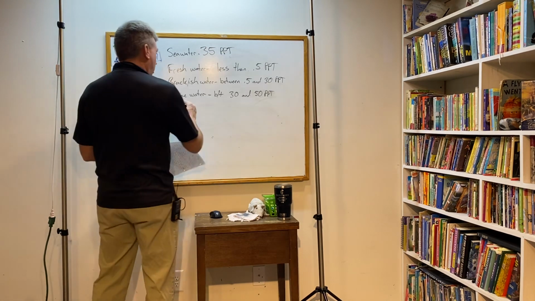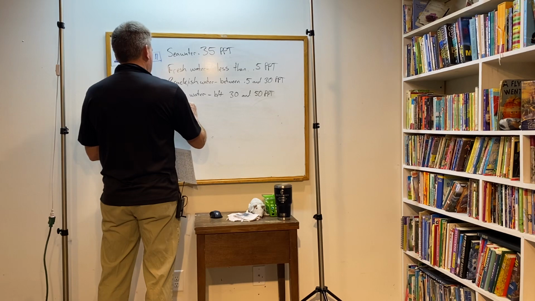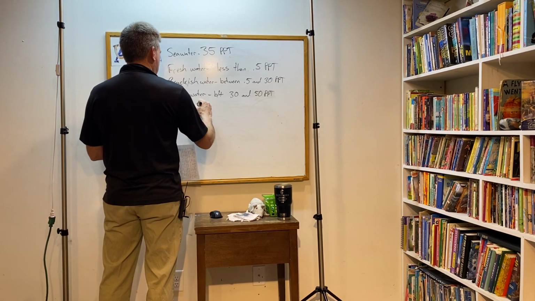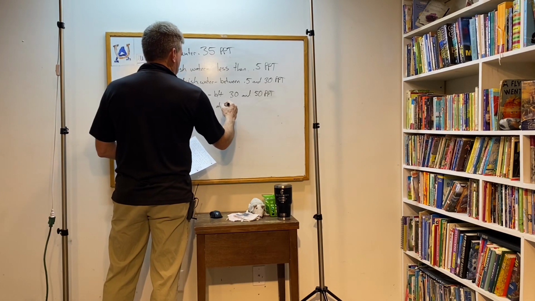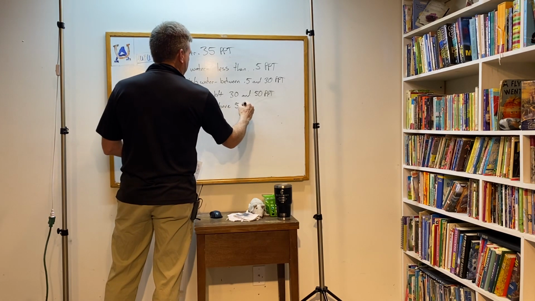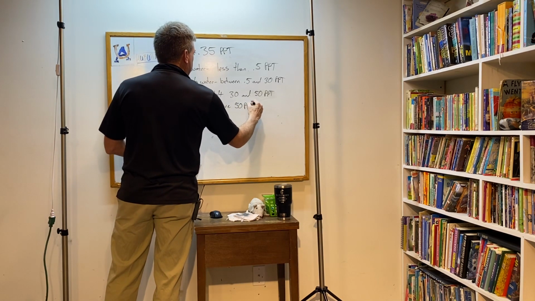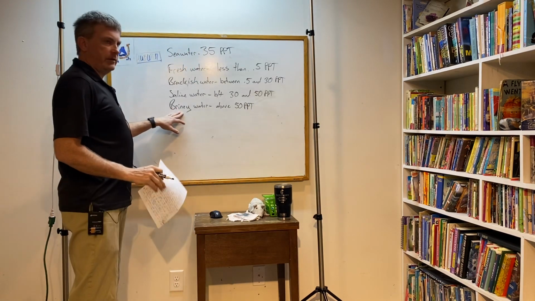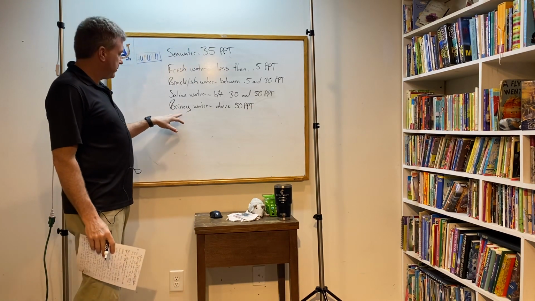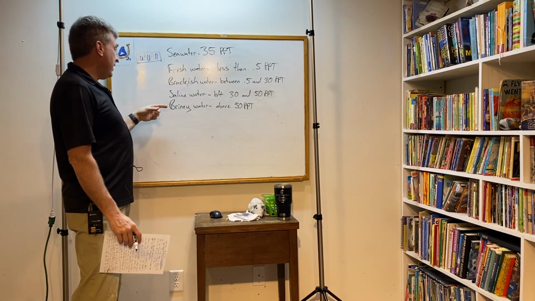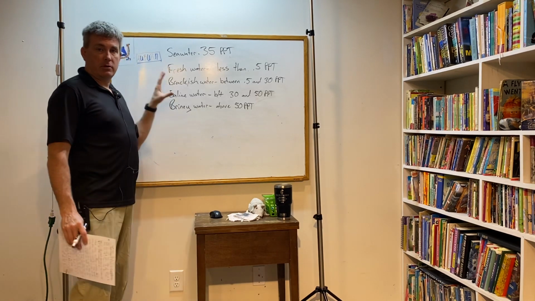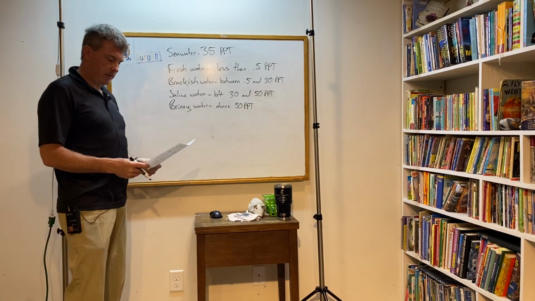And then briny is above 50 parts per 1,000. Briny, like salt brine or brine shrimp. That's where that word comes from. So you've got fresh water, brackish water, saline water, and briny water making up the different types of water based on salinity.